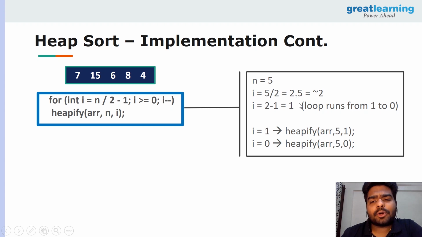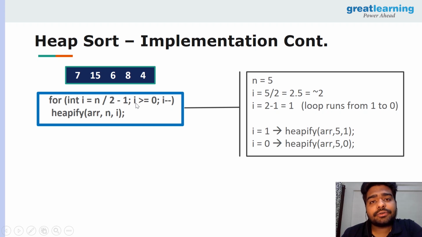And 2.5 is approximately 2. Why am I approximating it? Because my I is an integer. I can't take a decimal value, which is 2.5. So I'm approximating it, converting it into an integer and taking it as 2. Now to that 2, I have to subtract 1. So how much is left? 1. That means the I value is 1, right?